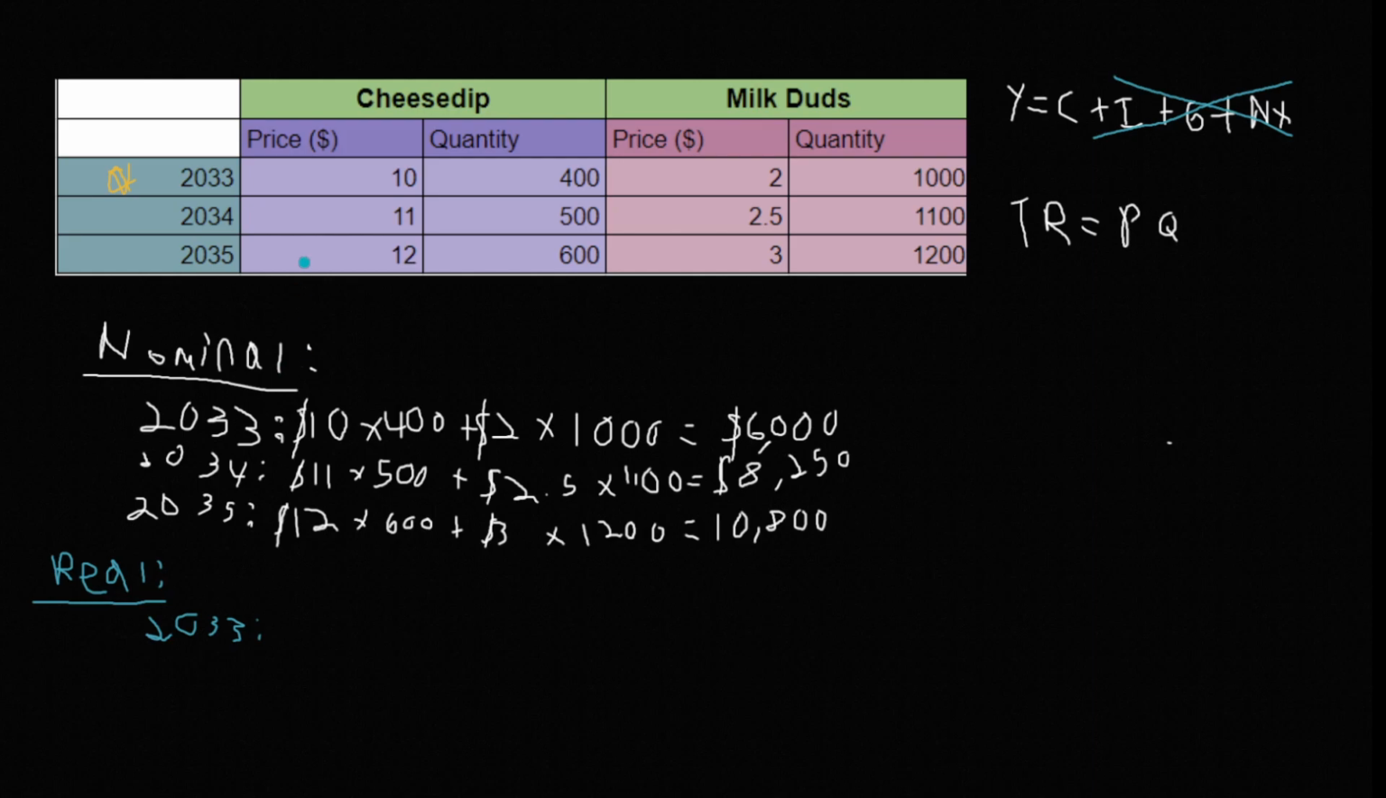So with 2033 as our base year, what that means is we're going to use the prices from the base year. So we're only looking at the change in quantities. So I'm going to circle these so I remember to use these prices. So for 2033, the prices aren't different. So it is still 6,000.